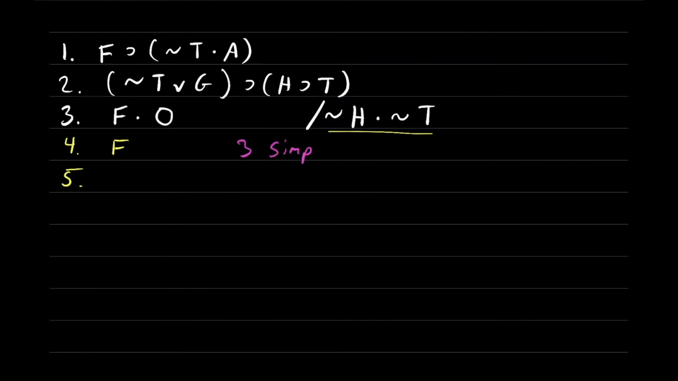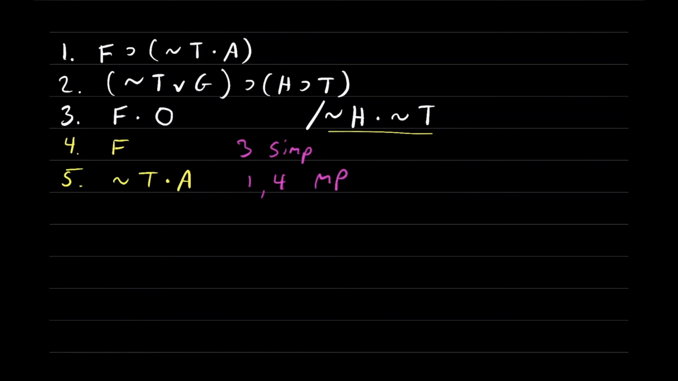Well, once we have F on line 4, line 1 tells us that if F is the case, then we get that expression in parentheses, not T and A. Well, F is the case on line 4, so on line 5, we're going to get not T and A. That's going to follow now from line 1 and line 4, excuse me, almost made a typo there. Line 1 and 4 by modus ponens, MP.